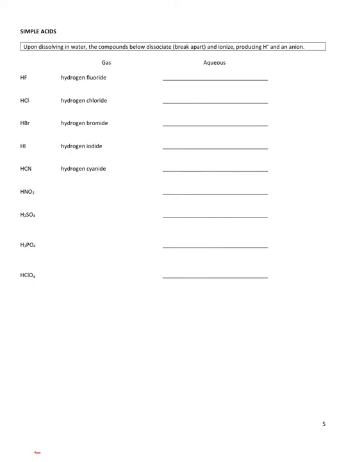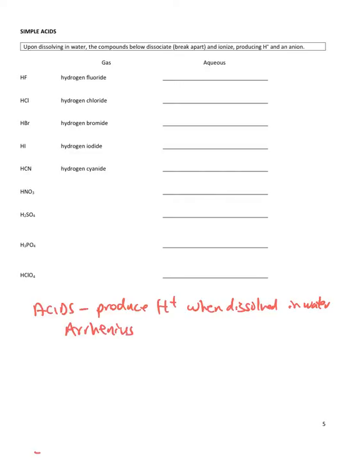In this session, we're going to talk about naming simple acids. And acids are substances that, by one definition, produce H+ when dissolved in water. Sometimes you'll hear this referred to as the Arrhenius definition, named after Svante Arrhenius, who gave us this definition.